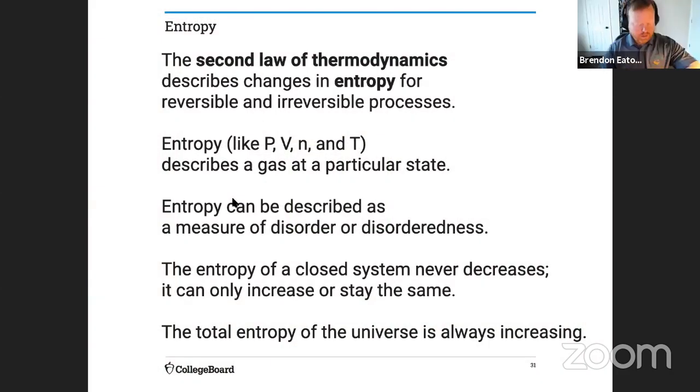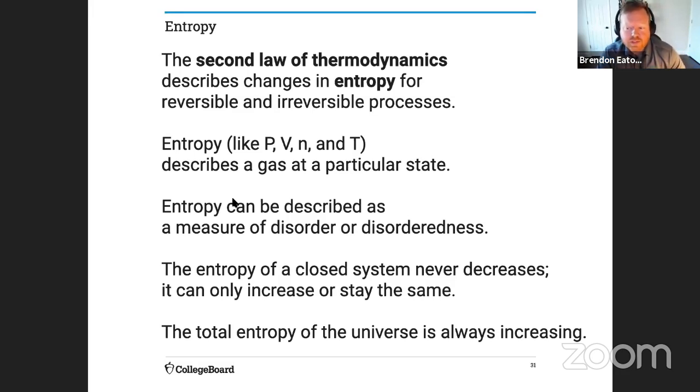Okay, so we've already gone over the first law of thermodynamics, which was delta U is Q plus W. And today we need to start discussing the idea of entropy in the second law of thermodynamics. And the second law describes changes in entropy for reversible and irreversible processes. We'll define those 2 terms in just a few moments. Now, entropy, just like pressure, volume, number of moles, and temperature, describes a gas at a particular state. Entropy is not how it got there, it's just a descriptor at each individual state. Now, entropy can be described as a measure of disorder or disorderedness, and we'll touch on that later also.